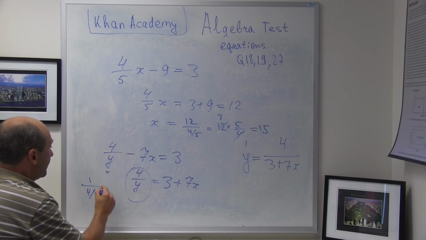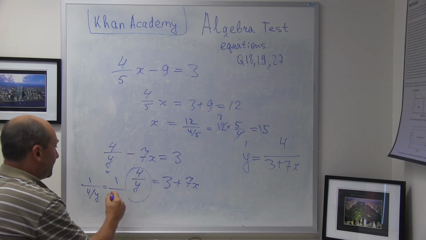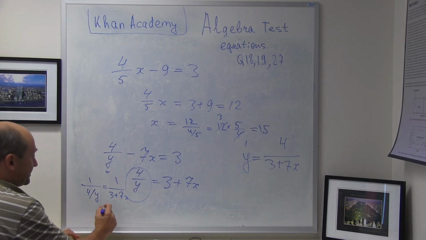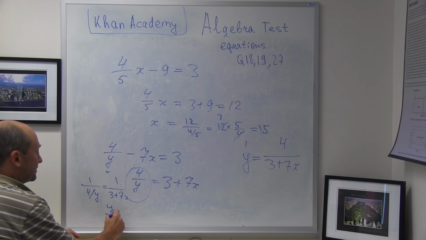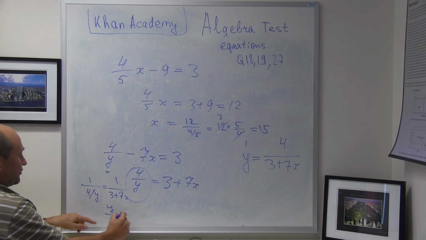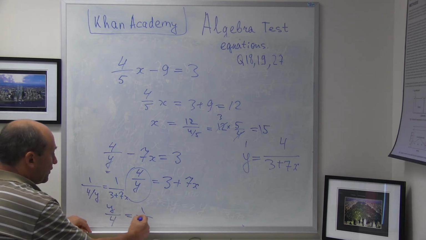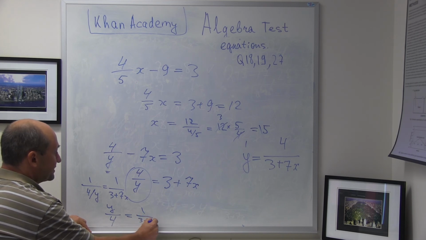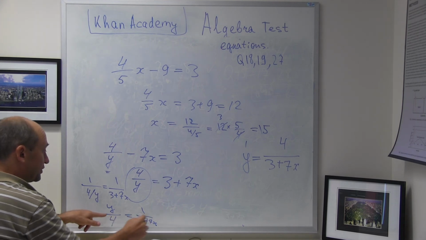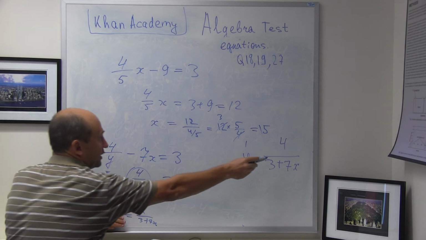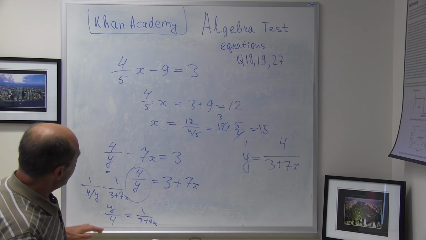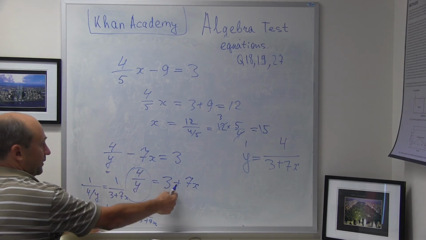4 over y should be equal to 1 divided by this. That's another approach, if you like. Remember the rules for fractions, y goes into the numerator, 4 stays in the denominator, and here you've got this 3 plus 7x. Then you multiply both sides by 4, 4 disappears here, and you get exactly the same expression. How you do it is up to you. Either way is right, so you can flip that as I've done in here.